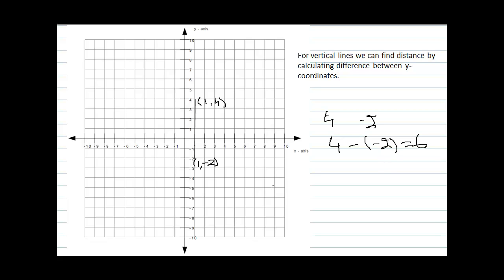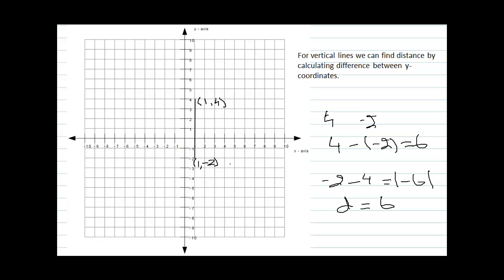As you may recall, the distance is always a positive number, so if I was to subtract 4 from negative 2, I will get a negative number. Let's take a look at that real quick. I'll get a negative 6. However, since distance is always a positive number, for us to get the right value for distance, we will take the absolute value of negative 6, hence the distance becomes 6.